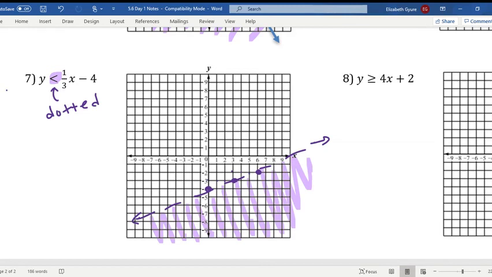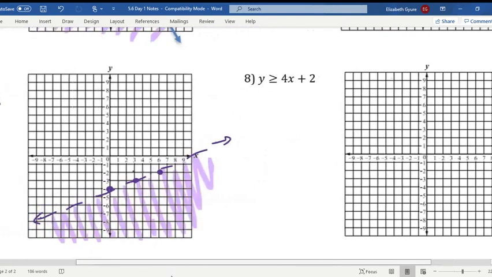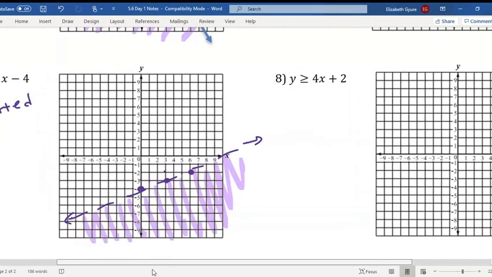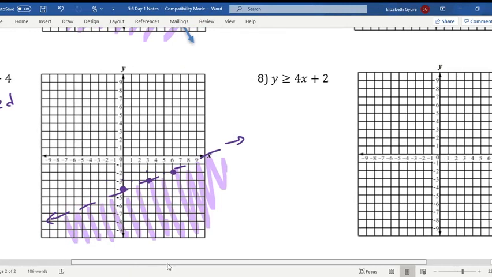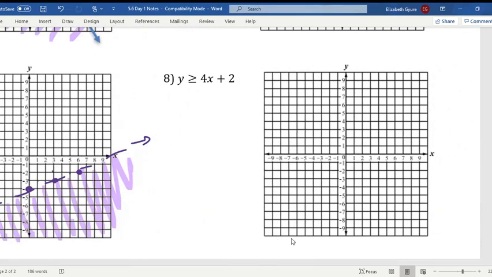All right, and last one, guys. So are we feeling pretty good about this so far? Okay. Again, I can't see your faces, so I need some feedback. All right, number 8. Okay, thank you, Alex.